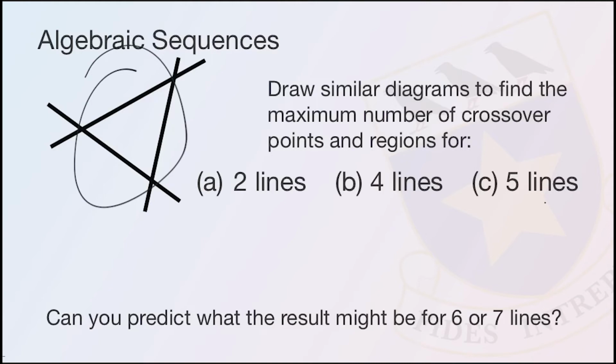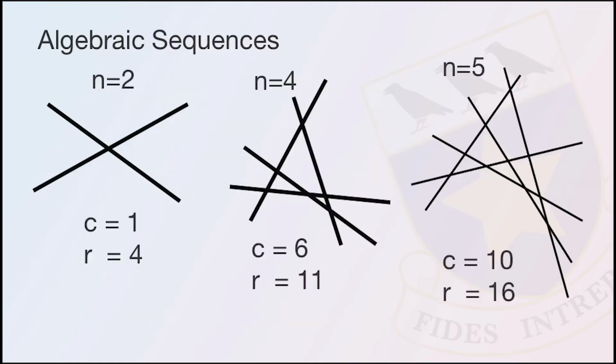I'd like you to try and draw them and see if you can find the maximum number of crossover points and the maximum number of regions for when we use 2 lines, 4 lines, and 5 lines. And then once you've done that, see if you can predict what could happen if we use 6 or 7 or maybe more lines. Pause the video now, use your pen and paper and have a go at working out these problems. So let's have a look at the solutions here.